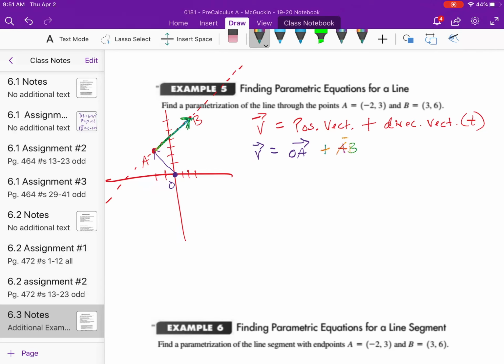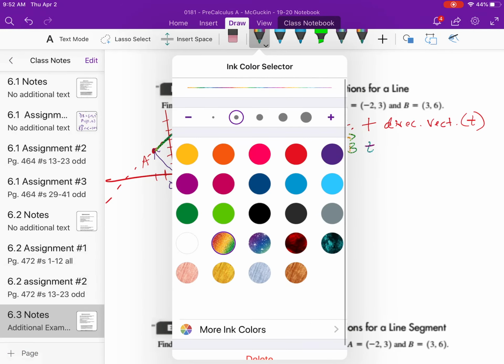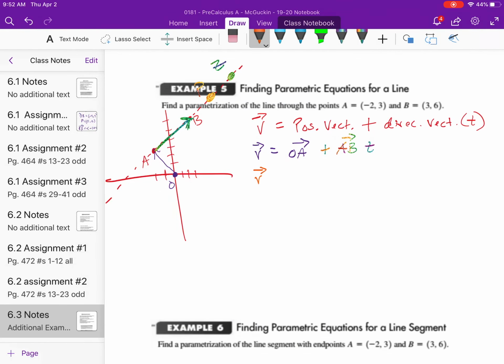I'm going to have that vector multiplied by a parameter, because AB is the direction, but what if there was a random point out here? Maybe it's P, or maybe there's another random point out here, we'll call it Z. Any of those random points that could be out there, that parameter is going to tell us how you get to those points specifically. So let's find out what the values of these vectors actually are going to be. Our vector OA is going to be at -2, 3.